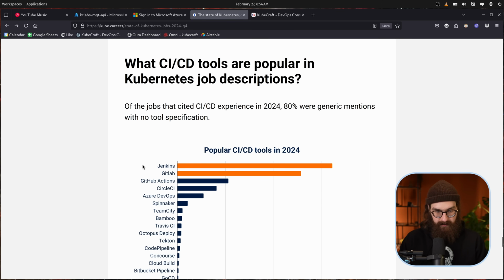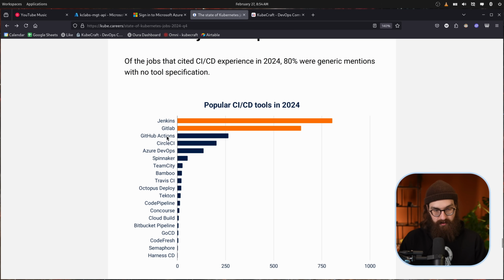What CI/CD tools are popular in Kubernetes jobs? Let's check this out. Interestingly, Jenkins is on the top here, followed by GitLab, followed by GitHub Actions. So I always advise not learning Jenkins for the sake of learning Jenkins. Really investigate if the company that you're working or want to work for uses Jenkins, because I have only seen it in my first job, and all of the jobs I've had after that, I haven't seen Jenkins at all.